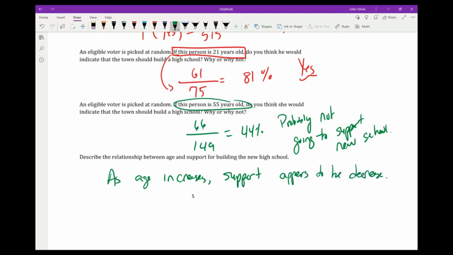Does age cause support to decrease? No. I can't say that because I'm another year older, that caused me to not support the new high school. There's an association between them. There is an association. It's not causation. An association between age and support.